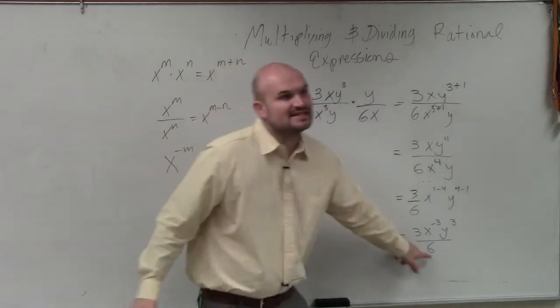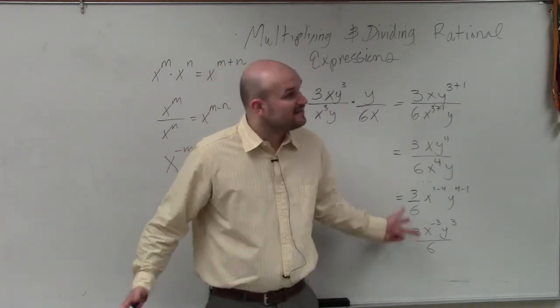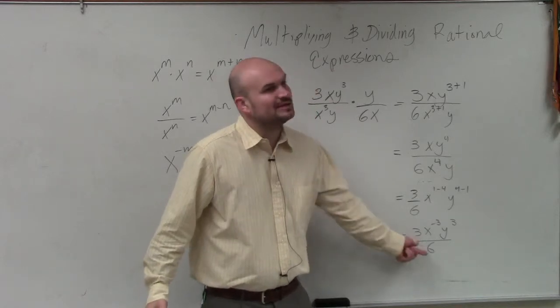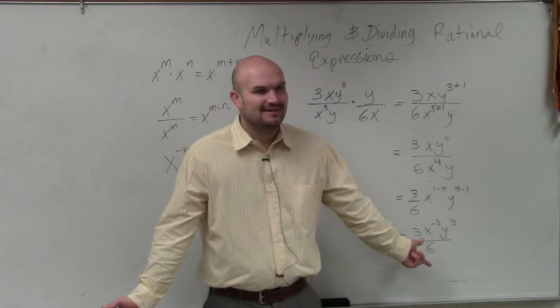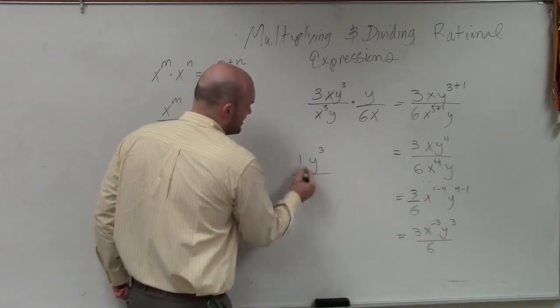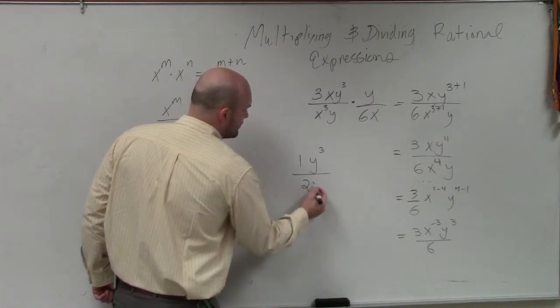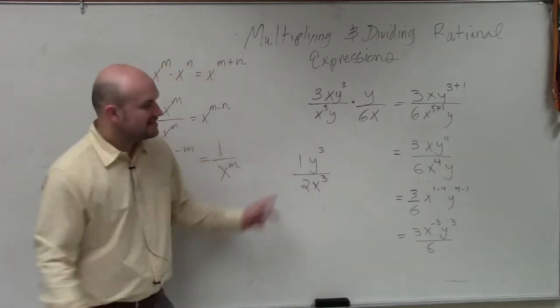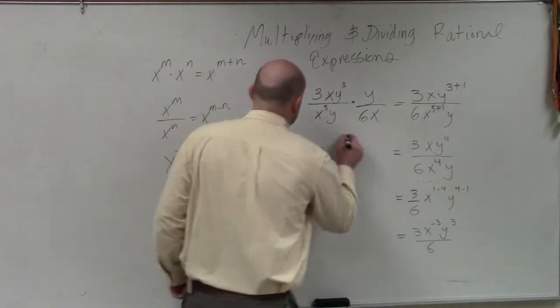And does 6 evenly divide into 3? No, a larger number can't divide into a smaller number, right? So we need to see if we can reduce this. Can we reduce 3/6? Yeah, we can reduce that to 1/2. So my final answer is 1 y cubed divided by 2 x cubed. And instead of writing 1 times y, let's leave that. So that would be your final answer.